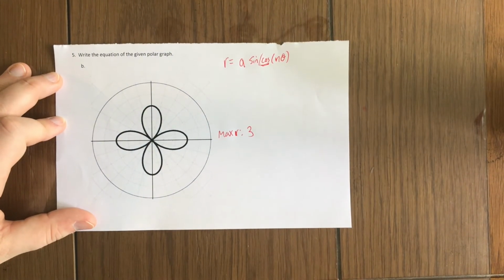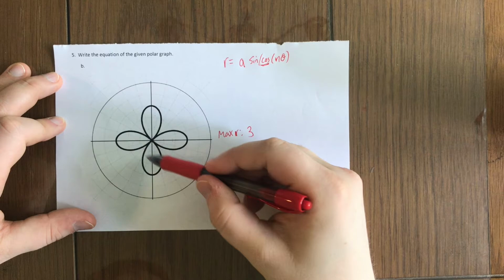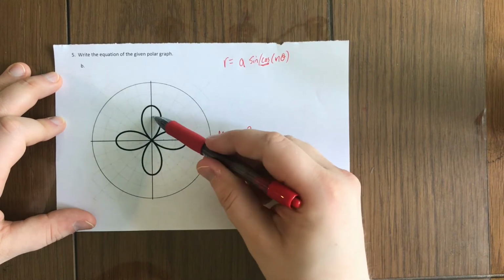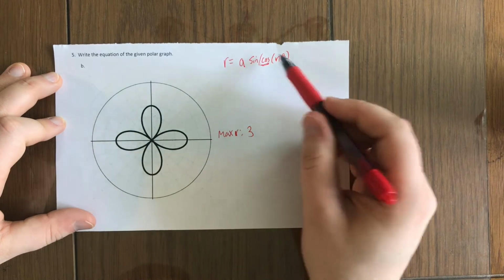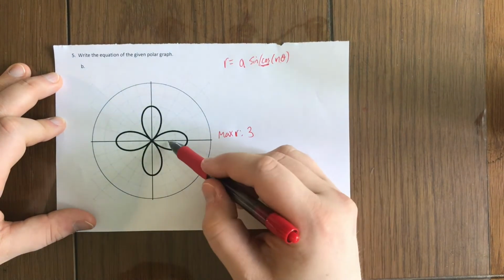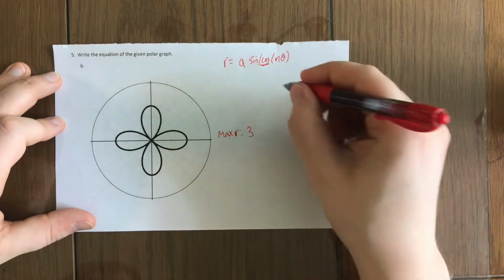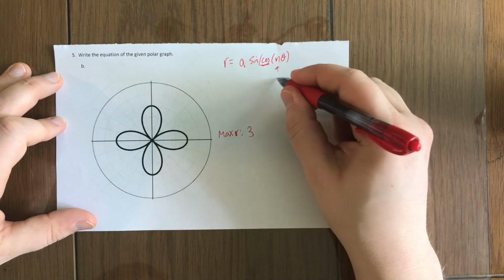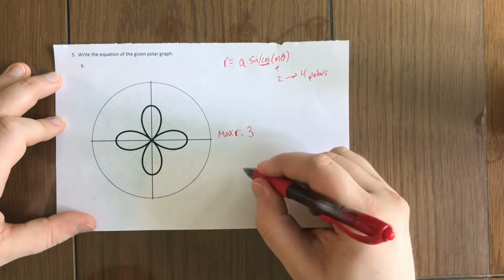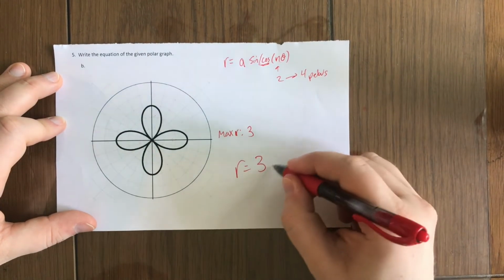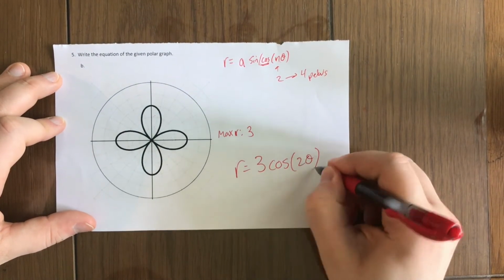And we also know that whenever we have a rose curve going on here, that the n value, if it's even, will have twice as many petals, and if it's odd, it will have that exact amount. So there's 1, 2, 3, 4 here, so that means that our n value is going to have to be 2 in order for us to end up with 4 of these petals. So that gives me r equals 3 cosine 2 theta.